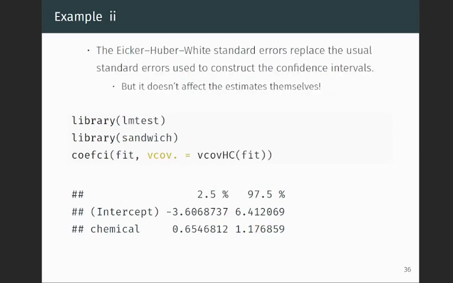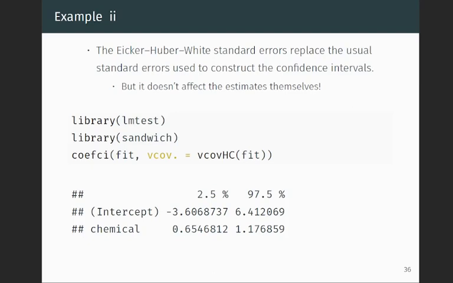Okay, now let's use the Eicker-Huber-White standard errors instead of the usual standard errors. I'll point out that it changes the confidence intervals, but it doesn't change the estimates themselves. So the only thing we're changing is the way we estimate the standard errors. To do so, we can use a couple of functions coming from two different packages. The first package is lmtest, and the second package is called sandwich. I know it's a strange name, but sandwich refers to a way of estimating standard errors. It's called the sandwich estimator.